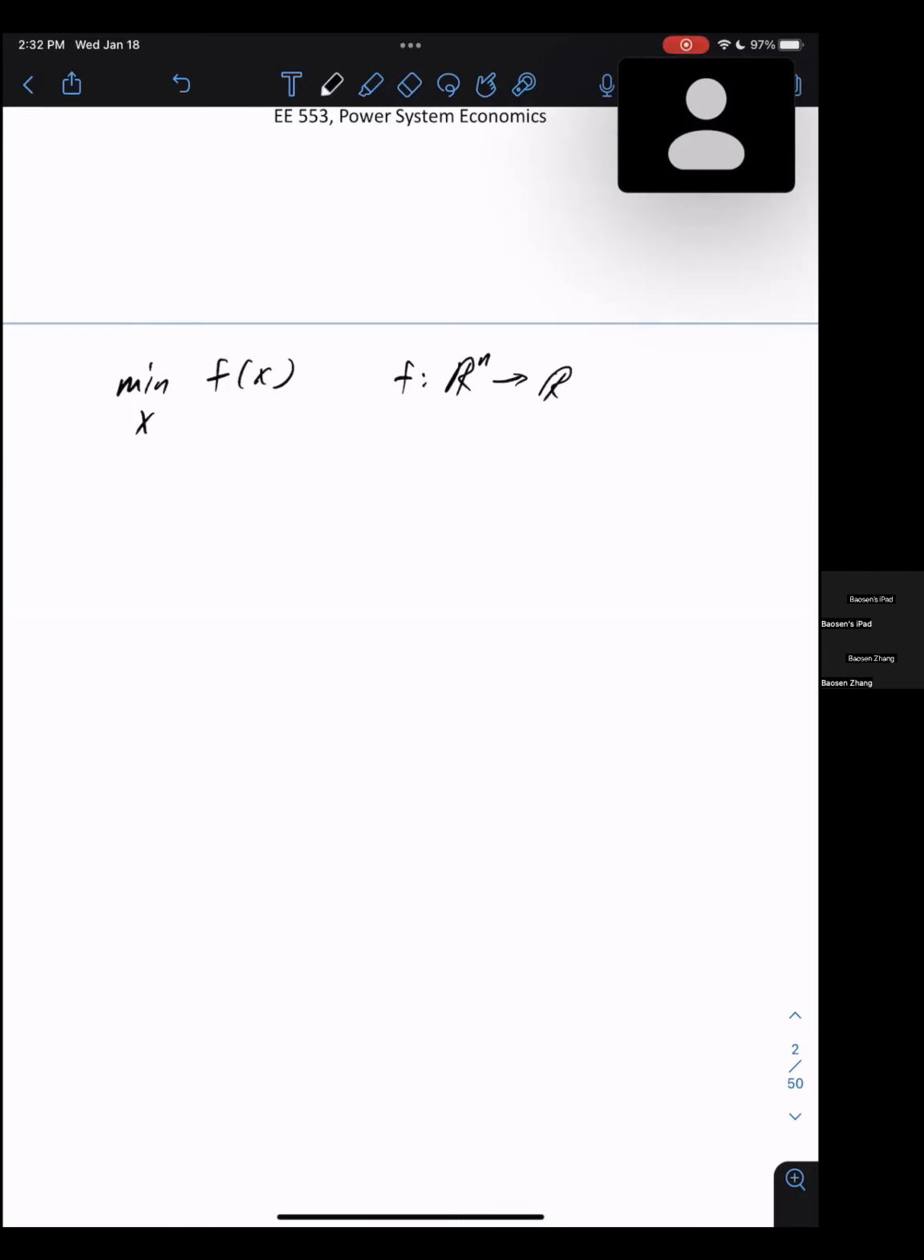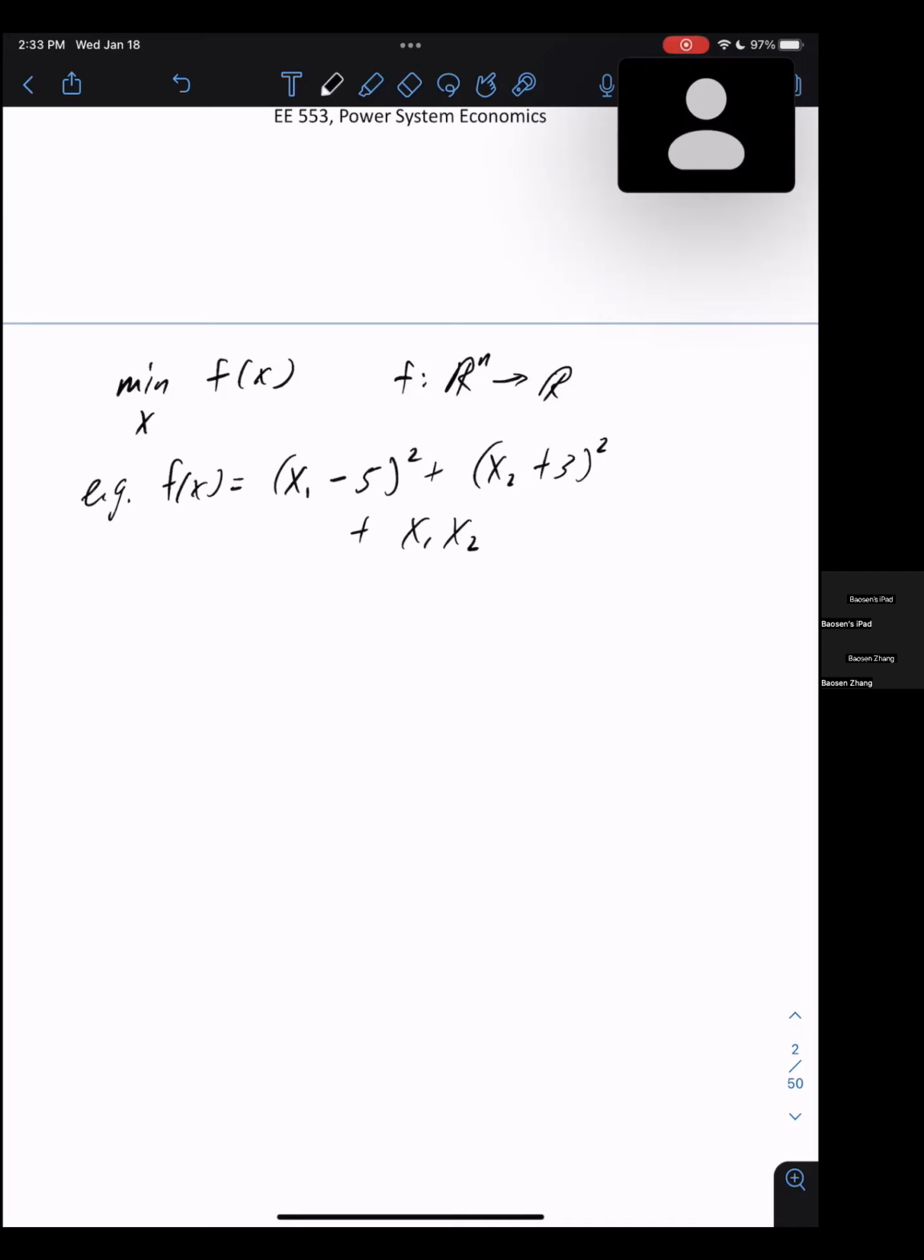For example, we could have f(x) = (x1 - 5)^2 + (x2 + 3)^2 + x1 x2. Something like this is a perfectly okay f. We're going to minimize, meaning find the value of x1, x2 such that f takes the value that is as small as possible.